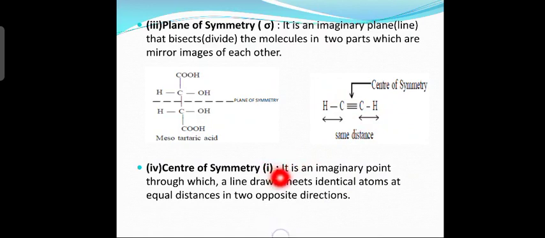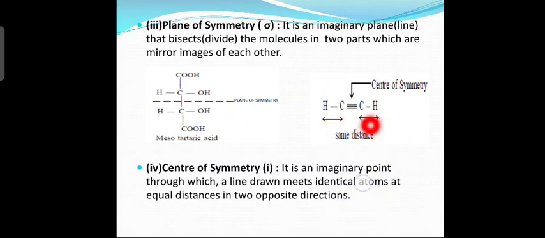Then center of symmetry. Next is center of symmetry, represented by i. It is an imaginary point through which a line drawn meets identical atoms at equal distances in two opposite directions. Example is acetylene, given here, correct. Acetylene, what is the formula of acetylene?